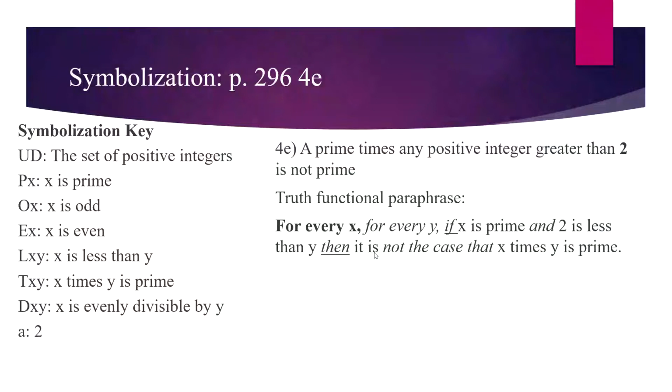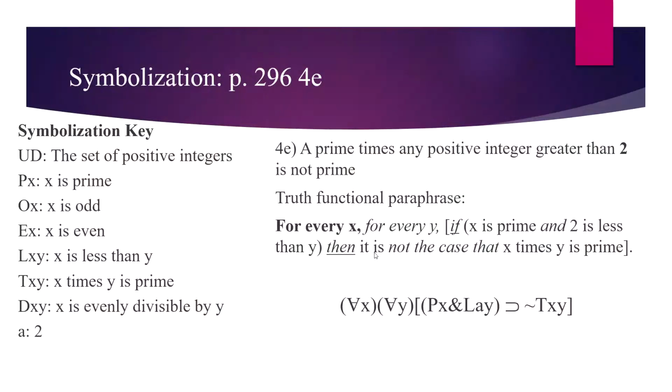And then our consequent here is the same as the last problem. It's not the case that x times y is prime. Our brackets here and parentheses look exactly the same. We've got parentheses around the antecedent, since it's a conjunction, and brackets around the whole rest of the problem to put them in the scope of the quantifier. So the only difference between this problem and the last one is that instead of saying y is prime, we say that 2 is less than y.